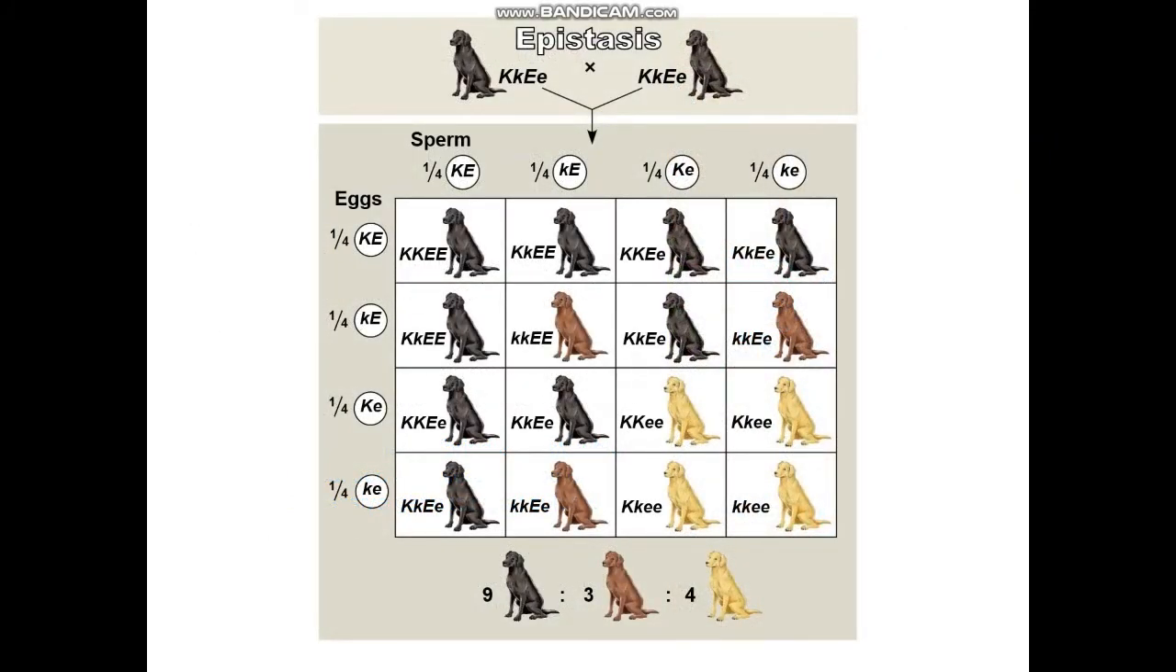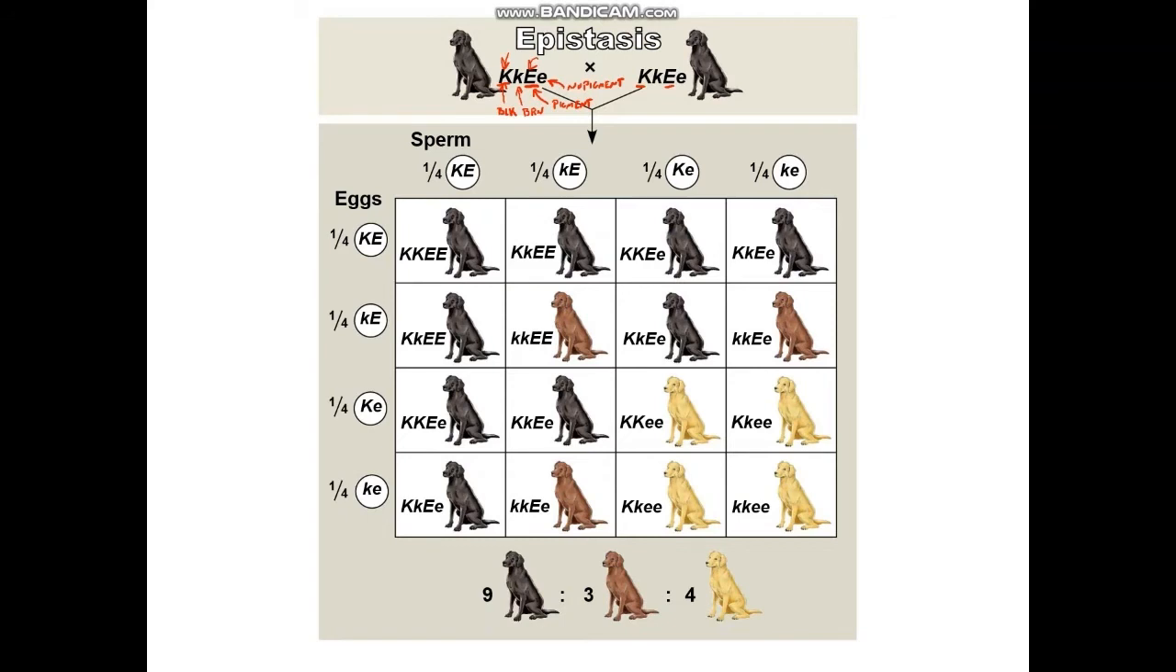So here is a dihybrid cross of two Labrador retrievers, both of whom have a dominant K for black fur, a recessive k for brown fur, a dominant E for pigment production, and a recessive e for no pigment. Now, because both of these dogs have one dominant allele for both of these pairs, they end up with the dominant phenotypes. That is, black pigment, and the pigment is indeed being produced. So we have two black-furred dogs here.